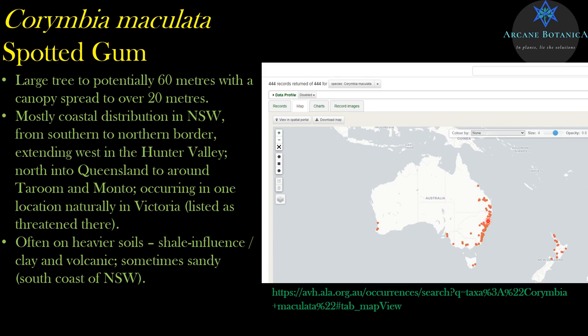Just a distribution map there. You can see it's a bit similar to Corymbia gummifera. This is where it goes into the Hunter Valley. This is a natural population in Victoria, and it's thought that all of these are plantings, introductions. It's not natural to Western Australia. It's been introduced over there, and Port New Zealand's got it as well, maybe as a weed, looking at those records, and Tasmania. But that is the natural distribution there.